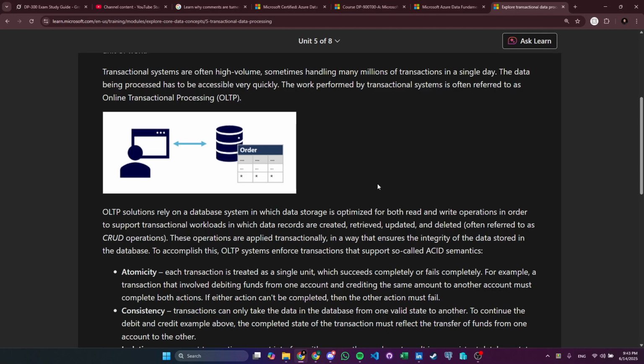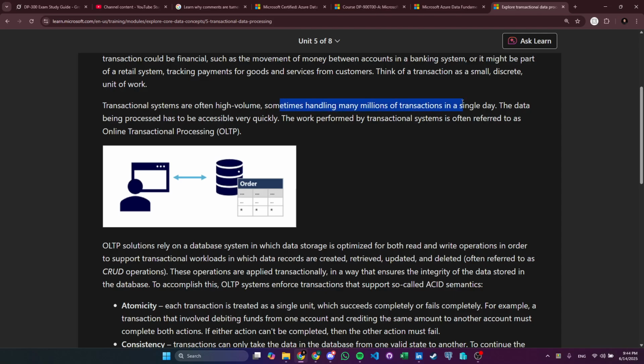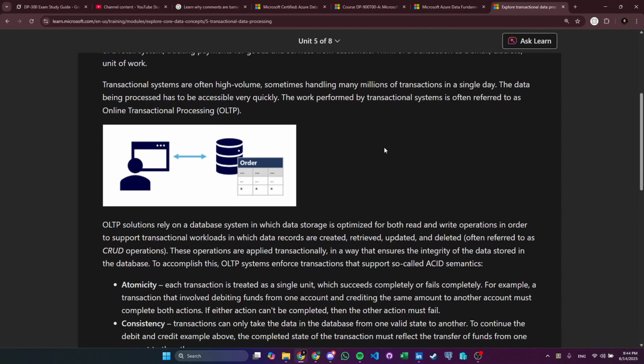Transactional systems are often high value, sometimes handling many millions of transactions in a single day, such as banking systems. The data being processed has to be accessible very quickly. The work performed by transactional systems is often referred to as online transactional processing, OLTP.